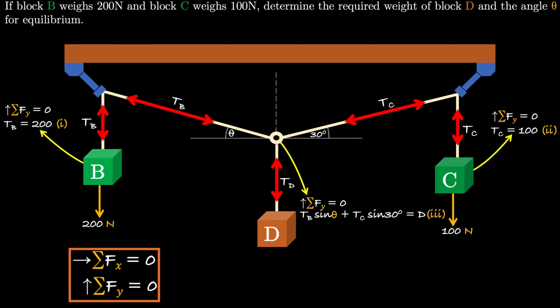Now we need to resolve along the x-axis. On the x-axis, we only have two forces. We have TB and also TC. So TB cos theta and TC cos theta should be equal. So we're going to write our fourth equation, TB cos theta equal to TC cos theta. These are the equations that we are going to use to find the weight of block D and the angle theta.